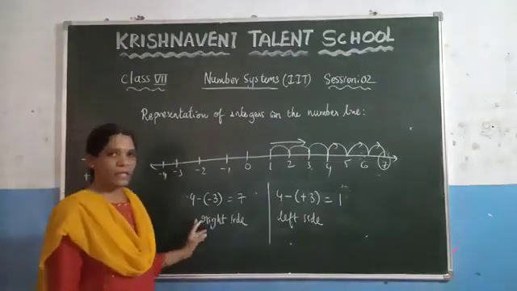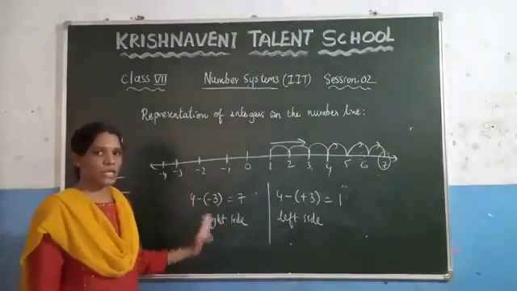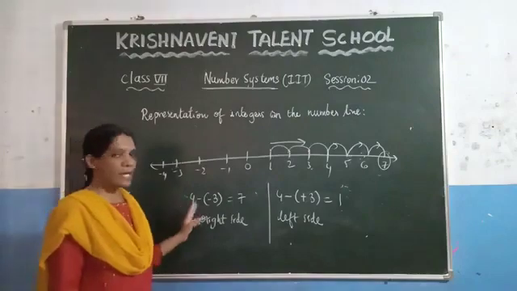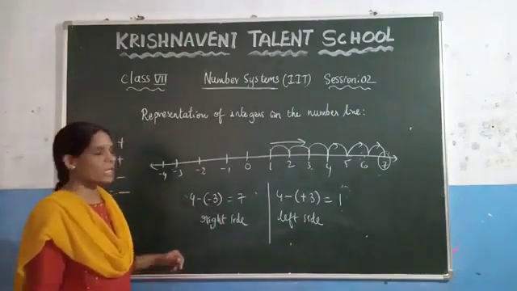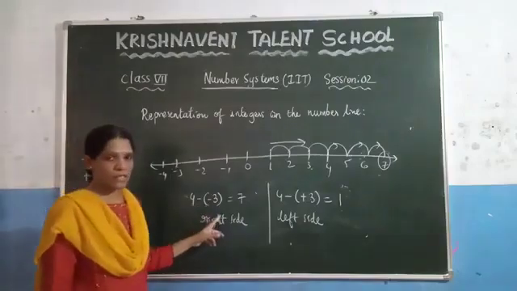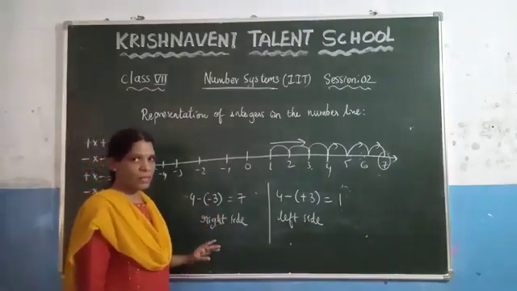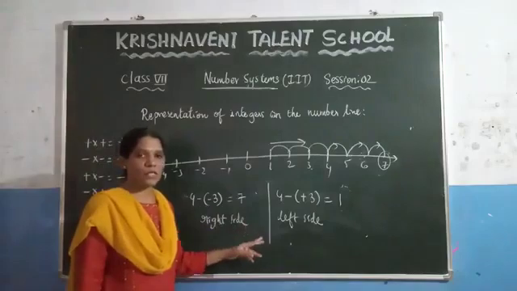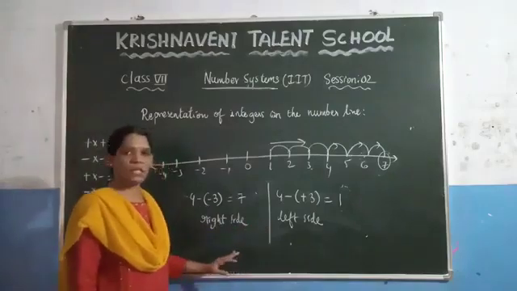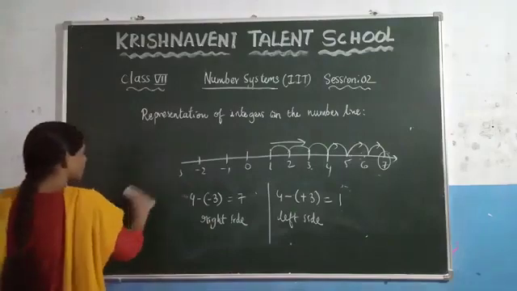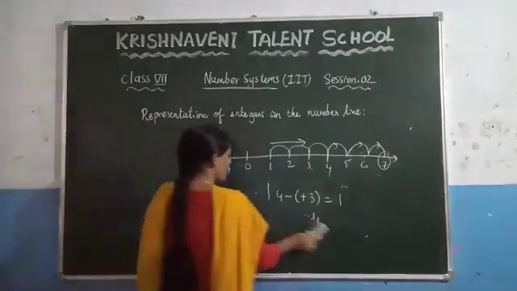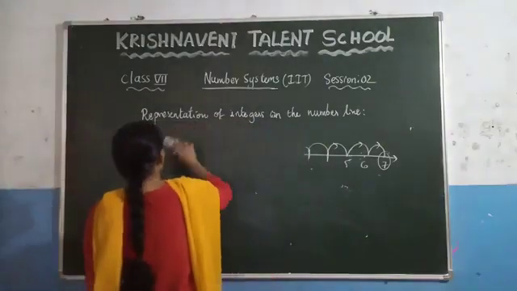If you are adding a positive integer, you need to go to the right side of the number line. If you are adding a negative integer, you need to go to the left side of the number line. Similarly, if you are subtracting a negative integer, you are going to the right side of the number line, and if you are subtracting a positive integer, you need to go to the left side of the number line. This is about the representation of integers on the number line. Now see the next one.